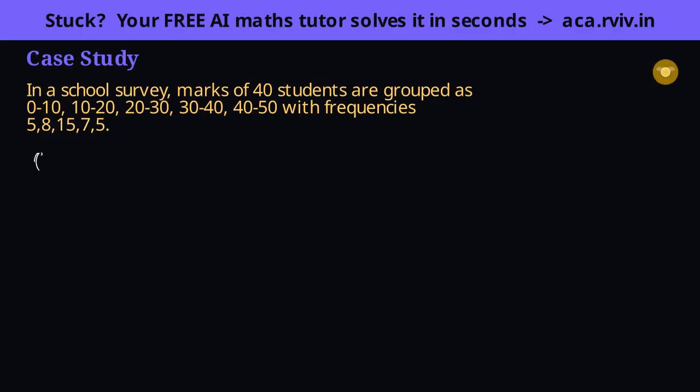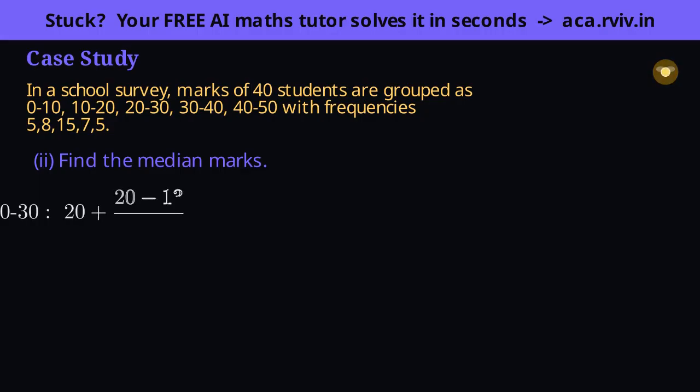The median is about position, not weight. N over 2 is 20, so build the cumulative frequencies, find the class where they first reach 20, that's the Ogive's halfway crossing, then apply the median formula. The 20th student falls in the class 20-30, and stepping 7 of that class's 15 students in gives a median of about 24.67 marks.